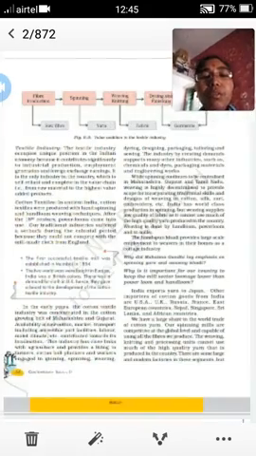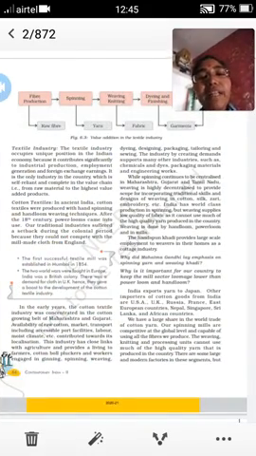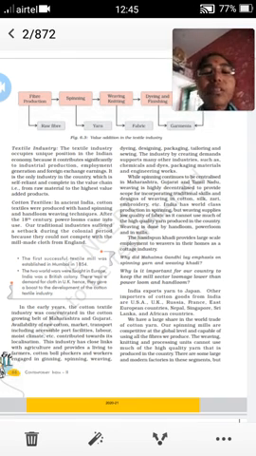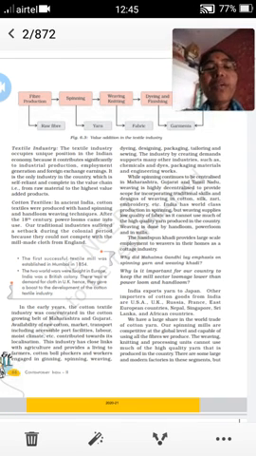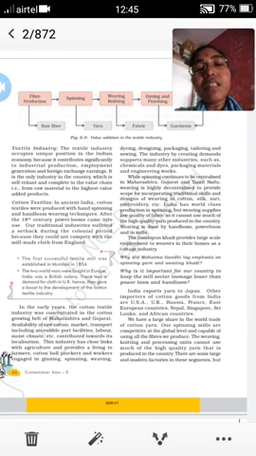So in today's segment we highlighted some parts of cotton textile. For reference, you can refer to the NCERT 10th grade textbook. Thank you.